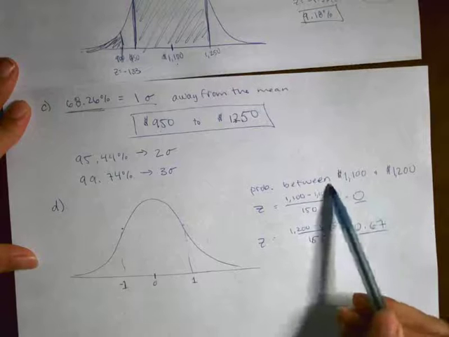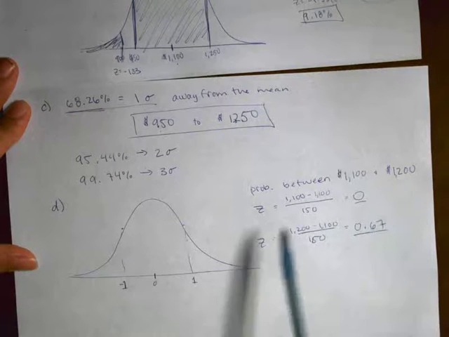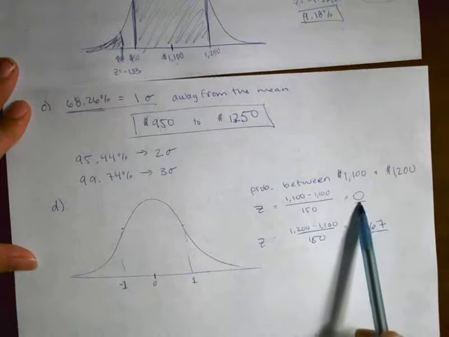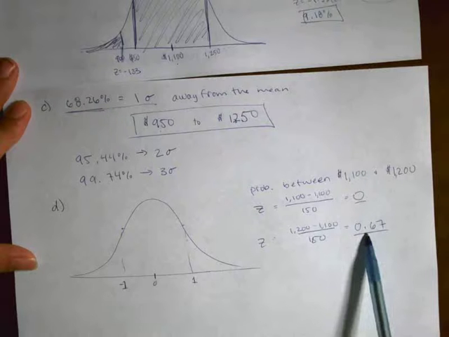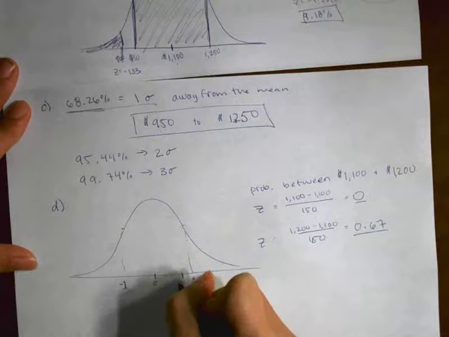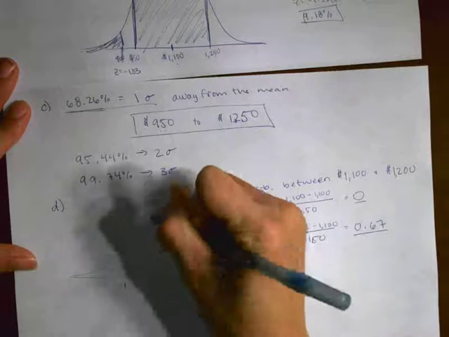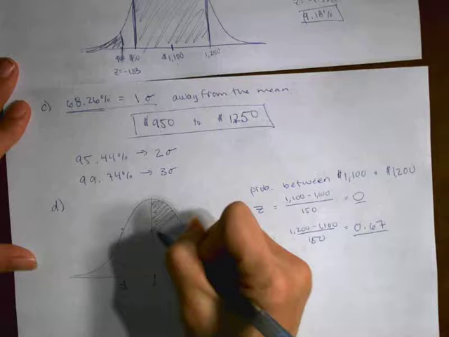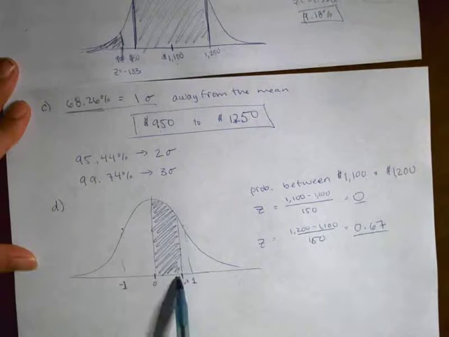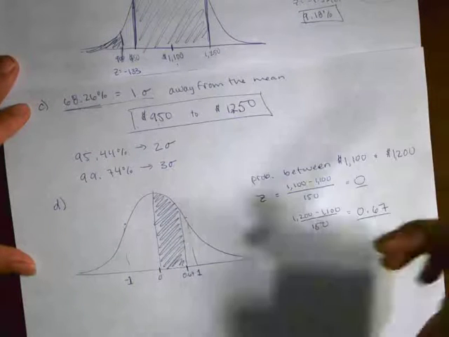So the equivalent question to the probability between $1,100 and $1,200 is the question that says, what is the area under the curve of the z-curve between a z of 0 and a z of 0.67? So we're looking between 0 and about 0.67. Shade that in so we can see what that looks like. So we're looking for the area of the curve there.